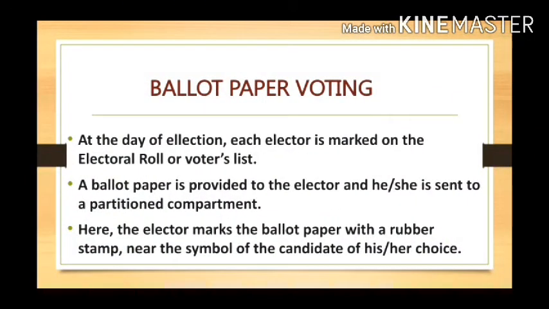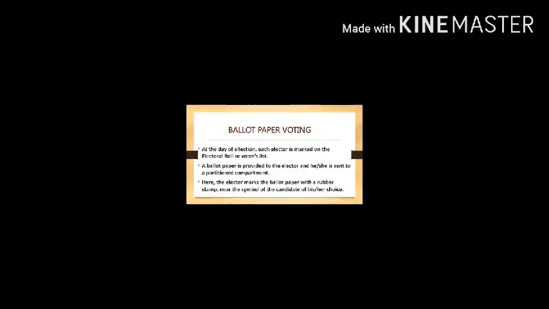On the day of election, each elector is marked on the electoral roll or voters list. After that, a ballot paper is provided to the elector and he or she is sent to a partitioned compartment. Here, the elector marks the ballot paper with a rubber stamp near the symbol of the candidate of his or her choice.